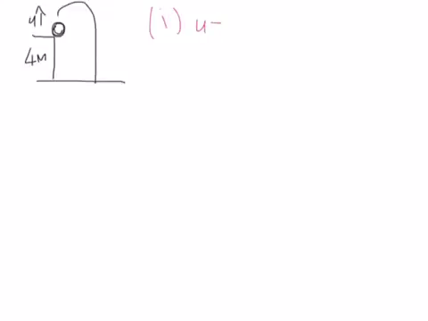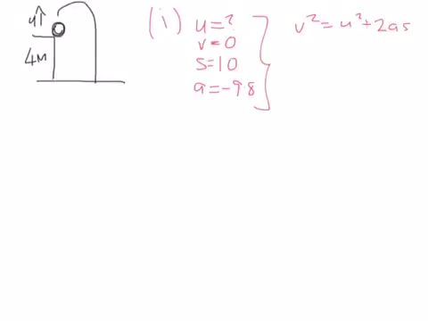So u, for now, we'll set equal to the question mark, and at its maximum height, v equals 0. We know that it will be 10 meters above where it's thrown, so that's just the 14 meters take away the 4. And because it's against gravity, we have a equals minus 9.8. So we want to use v squared equals u squared plus 2as. And then we just start to substitute in our values.